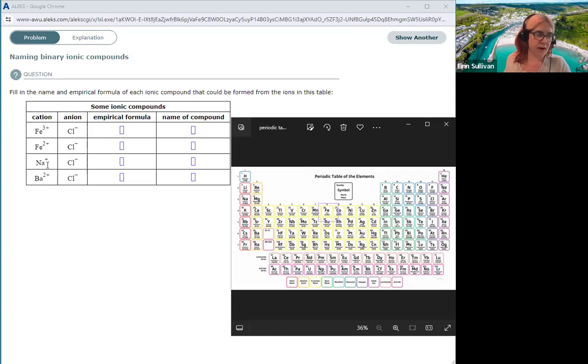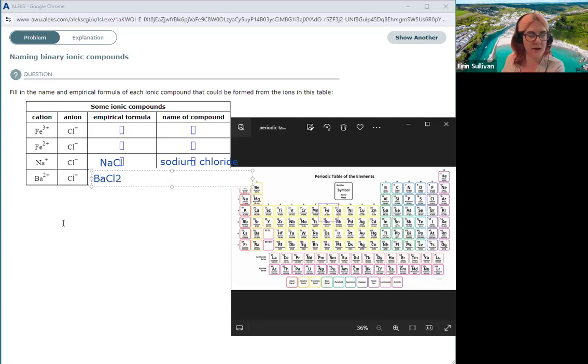So if I knock out these two simple ones first, sodium chloride +1 -1 will give me my empirical formula NaCl, and that will just be sodium chloride. I don't have to use any Roman numerals there. And again, with barium chloride, this time barium is in group 2. It's got a +2 charge, so it's going to need 2 chloride -1 anions to balance that out. So that would just be barium chloride. But for iron 2+ and iron 3+, you have to actually say that it's iron 2 or 3+.